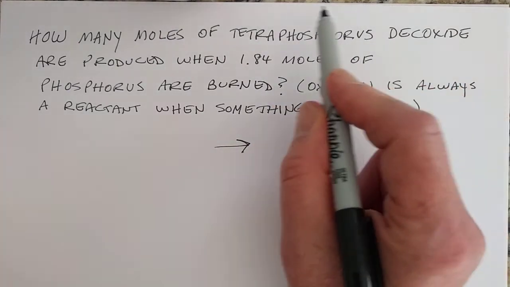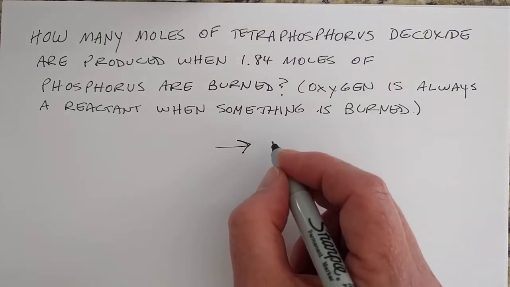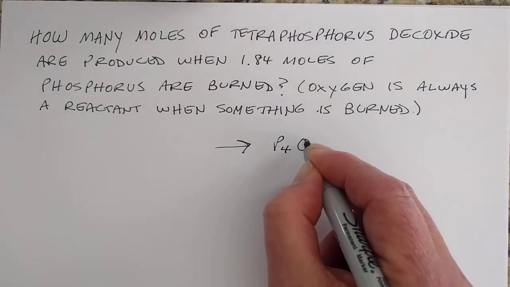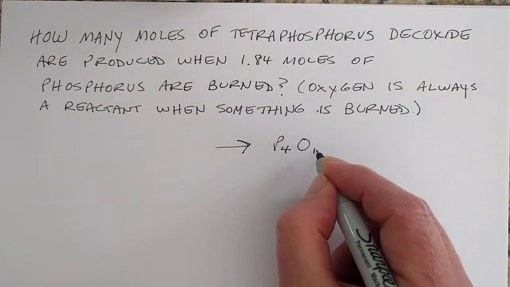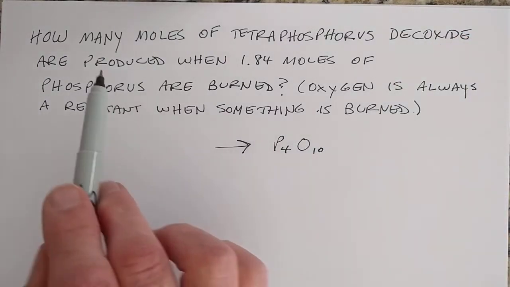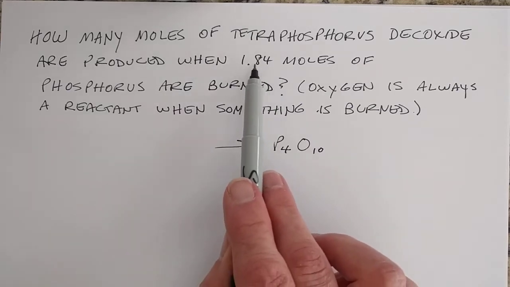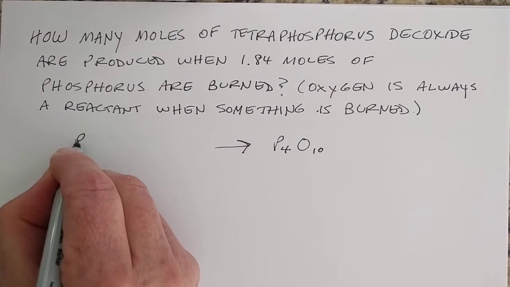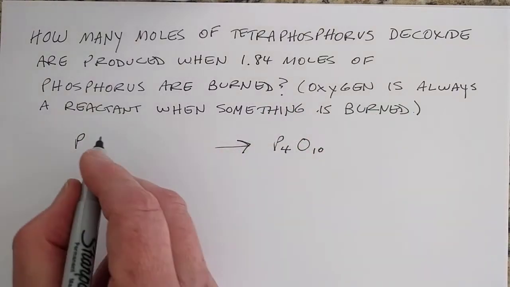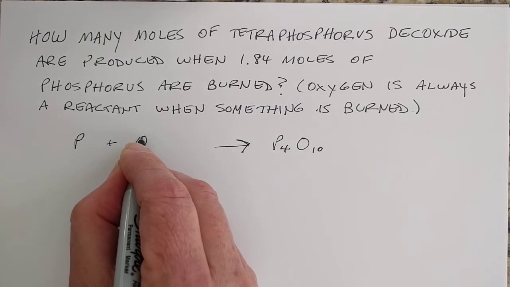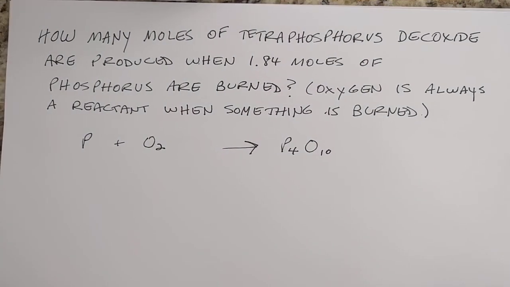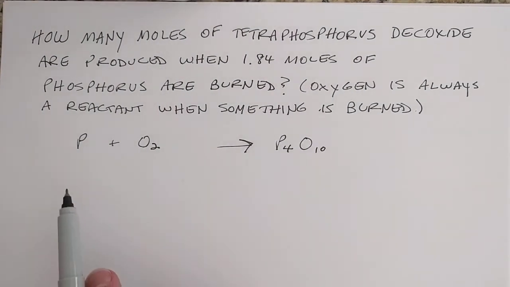We can see we have a prefix system name, so our formula is P4O10, deca is 10. These are produced when 1.84 moles of phosphorus, so that means phosphorus is a reactant, are burned. Oxygen is also a reactant. Remember, oxygen is a Hofbrinkel, so we must write the oxygen as O2. Now we have our formulas. We can go ahead and balance.